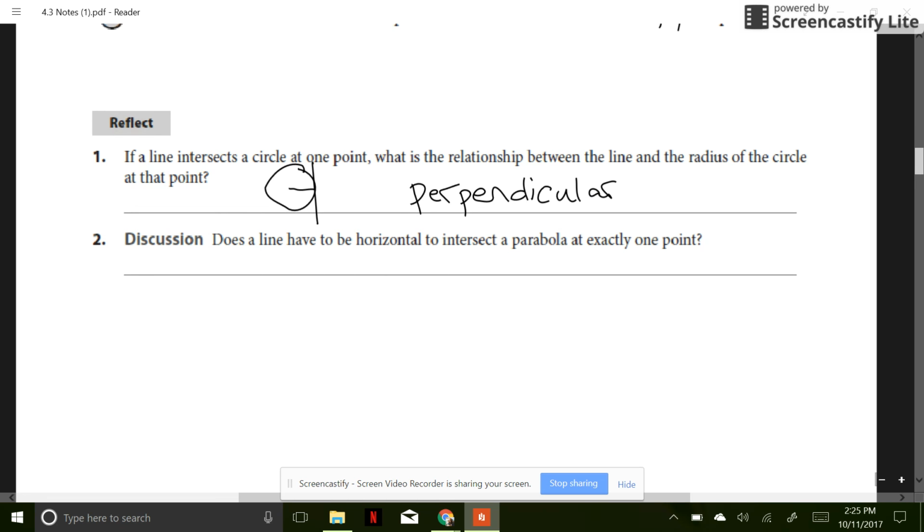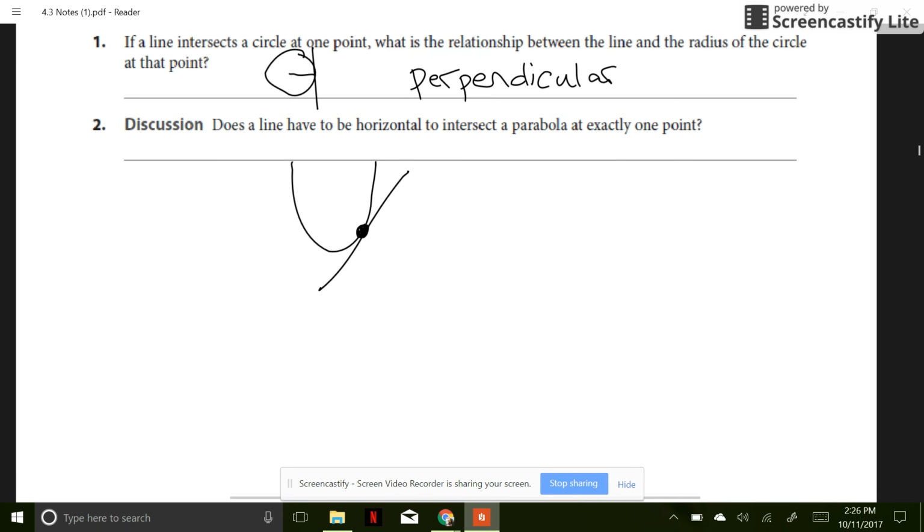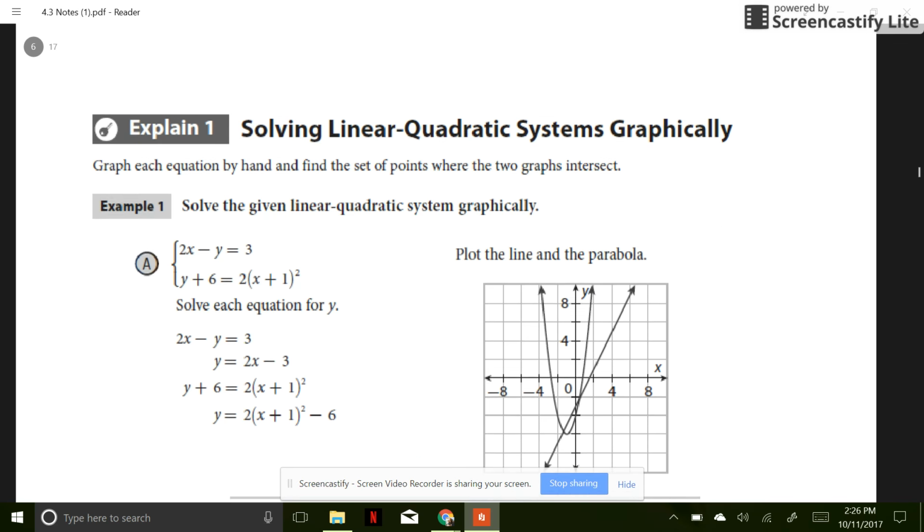Our second question here, does a line have to be horizontal to intersect a parabola at exactly 1 point? So no, it doesn't. It could be tangent to any point on the curve. So if I were to draw a line like this, tangent means it intersects at exactly one spot. So in this case, it does not have to be horizontal. It could just be touching the curve anywhere at exactly one spot.